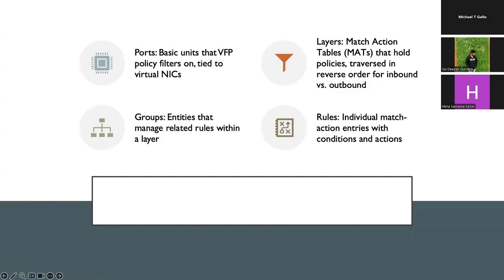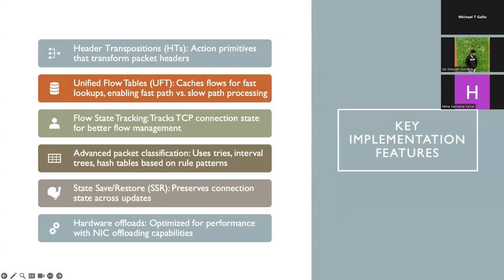The rules are individual components inside groups. Each rule specifies match conditions such as IP addresses or ports and associated actions like allow, drop, or redirect. These are the building blocks of the policy enforcement in VFP. Next, coming to the key implementation features.